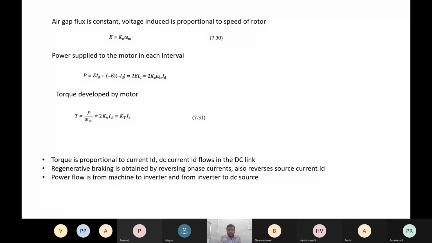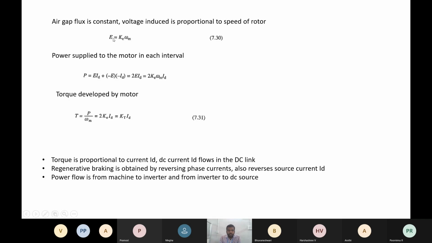I have told in the previous slide that the polarity of the voltage is the same as that of the polarity of the current. So here we are calculating the power for both the positive cycle as well as the negative cycle. That's why I take it as P for positive EID and negative EID. This negative is not a mathematical negative; it just means the negative phase and the positive phase. So that is 2 EID. The total power supplied to the motor from each interval will be given by 2 EID.